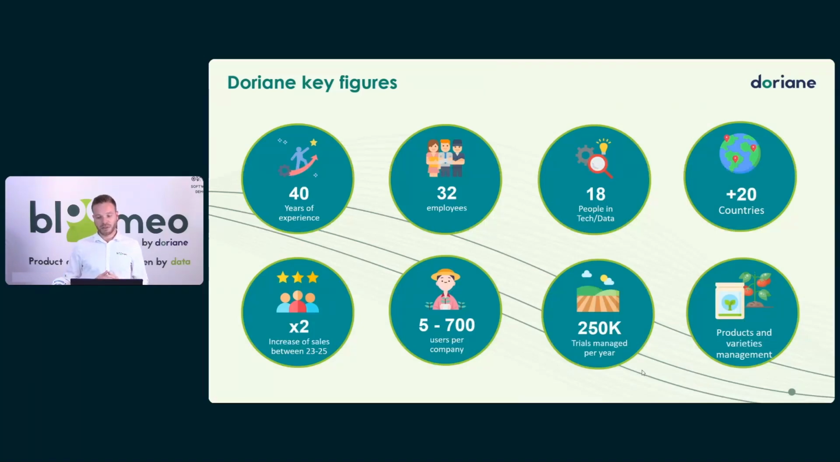Just a short presentation of Dorian. Dorian is a French company based in Nice. Dorian was founded 40 years ago, in 1984. We developed a lot of data management solutions, which were quite basic at the beginning. Now we have recently developed Bloomeo, which is a full SaaS solution, fully adapted for your biosolution activities.